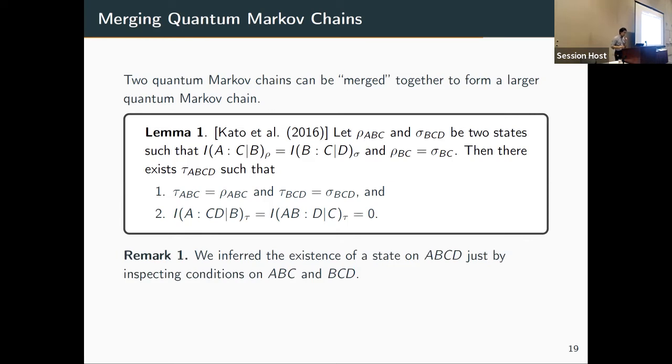The key point here is that, first of all, we infer the existence of a state on this global system simply by inspecting the conditions on ABC and BCD, okay? So that's a nice thing. That is the spirit of what we're trying to do. The second remark is that tau is again a Markov chain. So this is a little diagram that I wrote down. You have two small Markov chains and you combine them together to form a larger Markov chain. So you can imagine bootstrapping this argument to start off with little Markov chains, and you combine them together to form a larger quantum many-body state. Essentially, at the high level, that's what's going on.